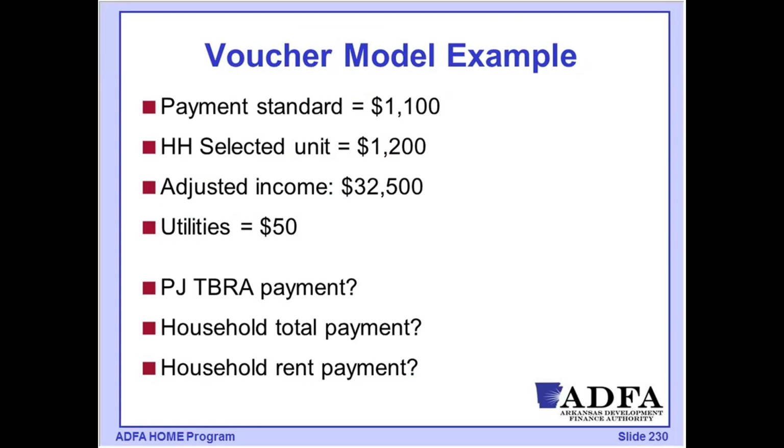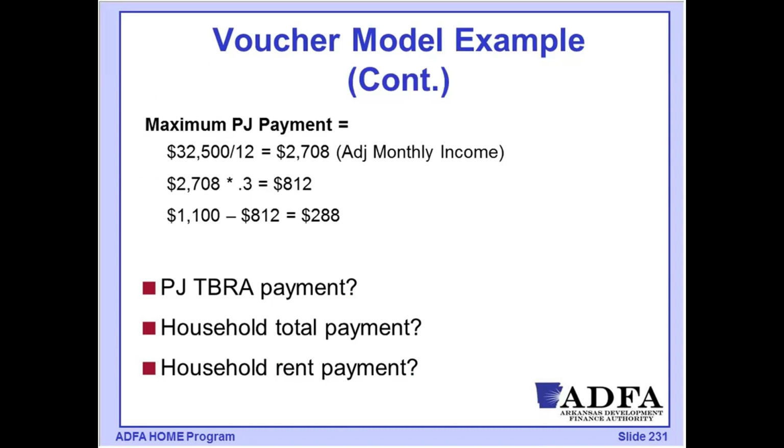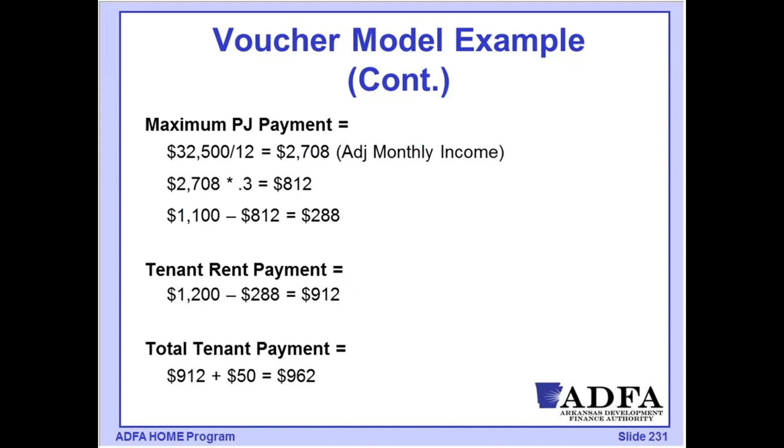Same household, same income, but in this case, the unit that they've selected to rent is actually more expensive than our payment standard. So we're going to follow the same calculation to determine what the benefit is, and let's look at the impact of that. The program is still using the payment standard, still using the income, determining that the TBRA subsidy amount is going to be $288, same as we talked about before.